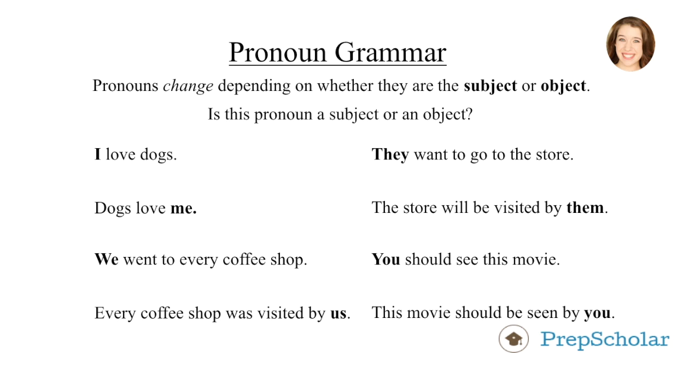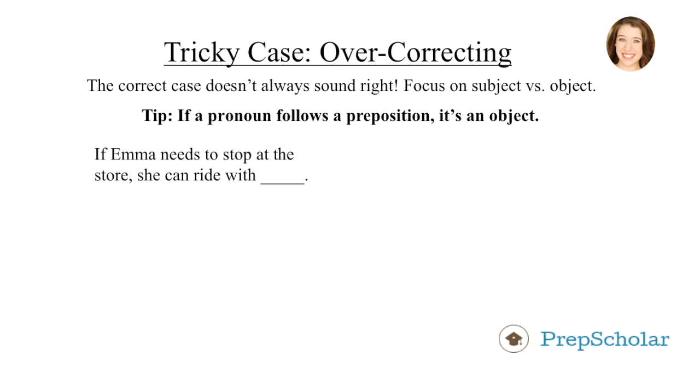a sentence. Okay, so now that we've gone a little bit over some important facets of pronoun grammar that are just helpful to know, here's our sample problem, and here's our potential answers. Let's see if we're dealing with a subject or an object. All right, if Emma needs to stop at the store, she can ride with I or she can ride with me. Well, are we dealing with a subject or an object?